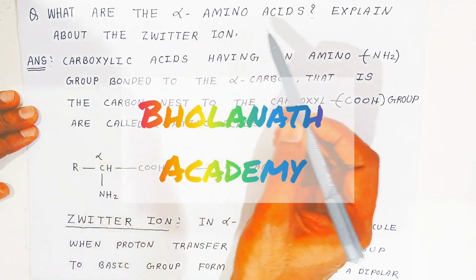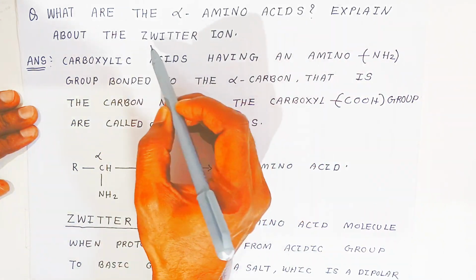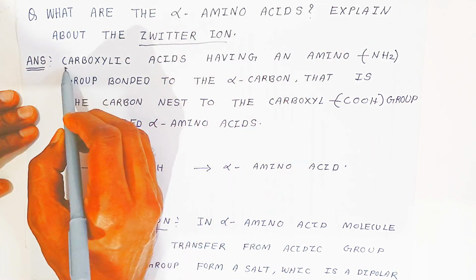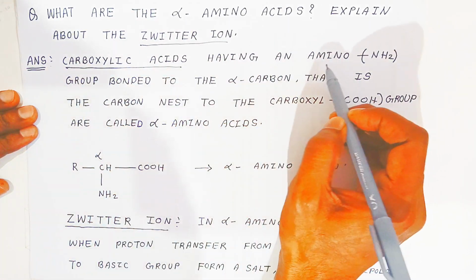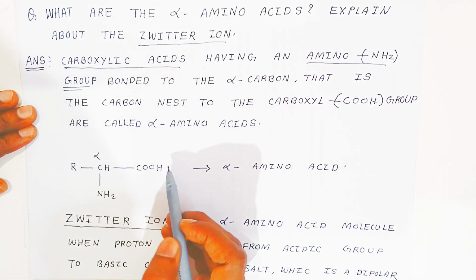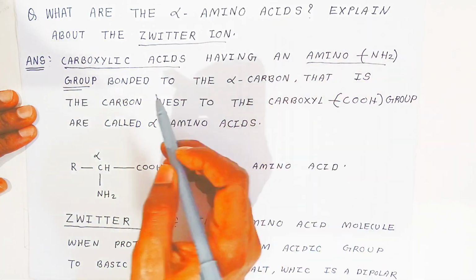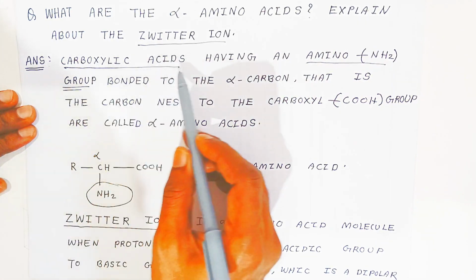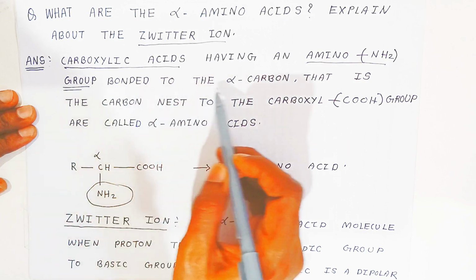What are alpha amino acids, and you have to explain the Zwitterion. What is a Zwitterion? So what are the alpha amino acids? A carboxylic acid, COOH, having an amino group. Here this is called the amino group, students. A carboxylic acid having an amino group bonded to the alpha carbon.